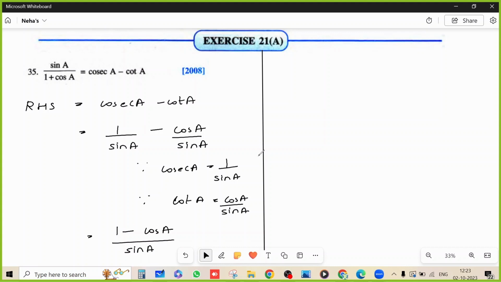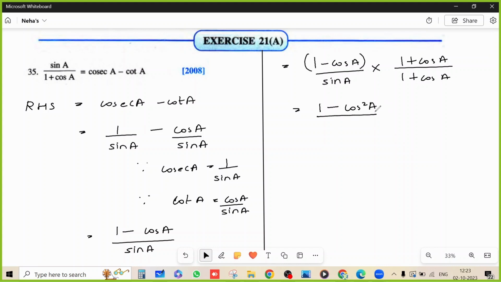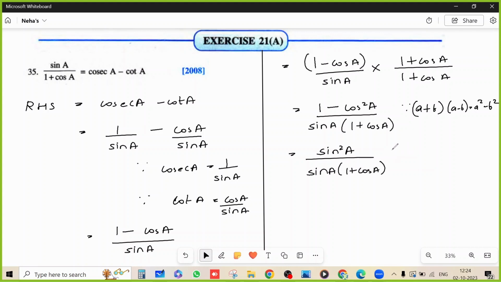Now the numerator and denominator both will be multiplied with 1 plus cos A. So the numerator will become 1 minus cos square A, since a minus b into a plus b is equal to a square minus b square, and the denominator will be sin A into 1 plus cos A. Now we know from the trigonometric identity that 1 minus cos square A is equal to sin square A, since sin square theta plus cos square theta is equal to 1. So 1 minus cos square theta will be equal to sin square theta.